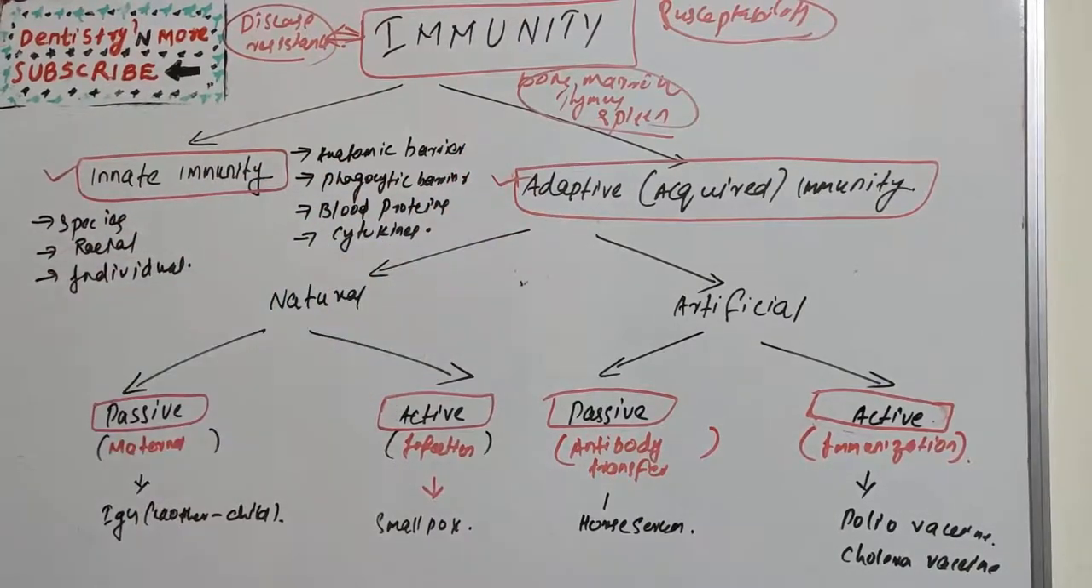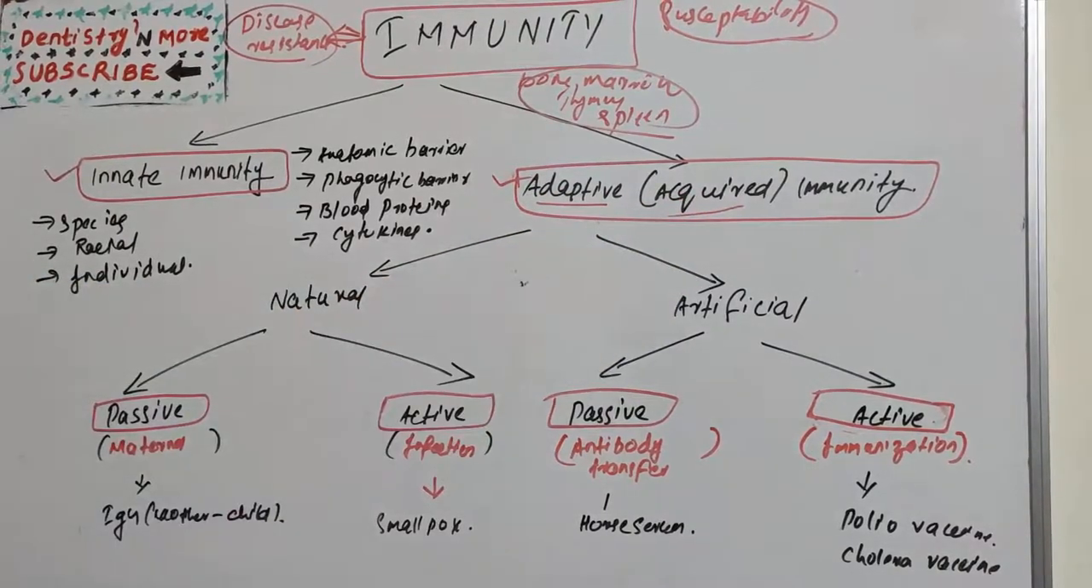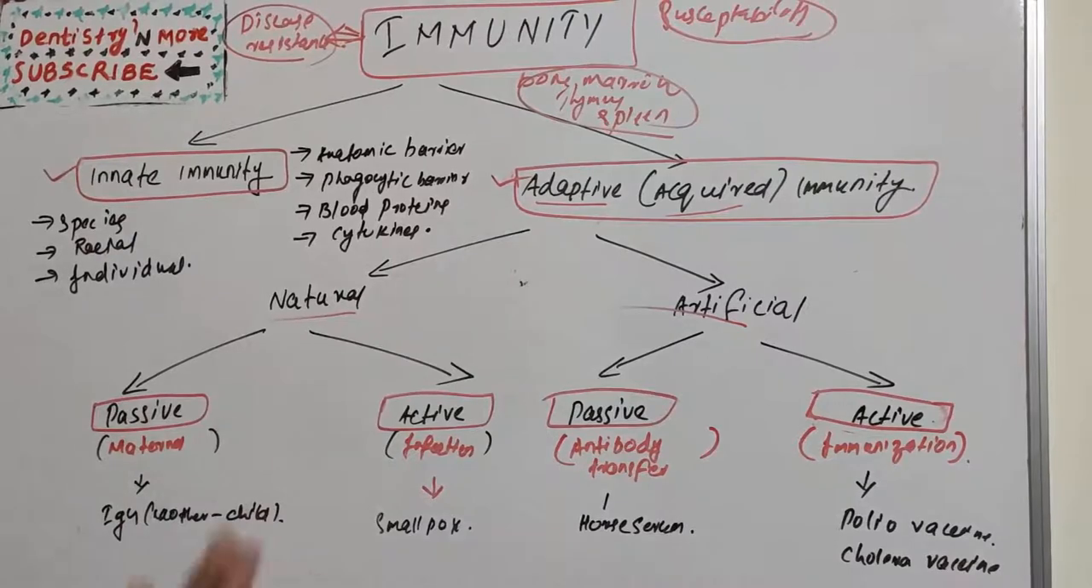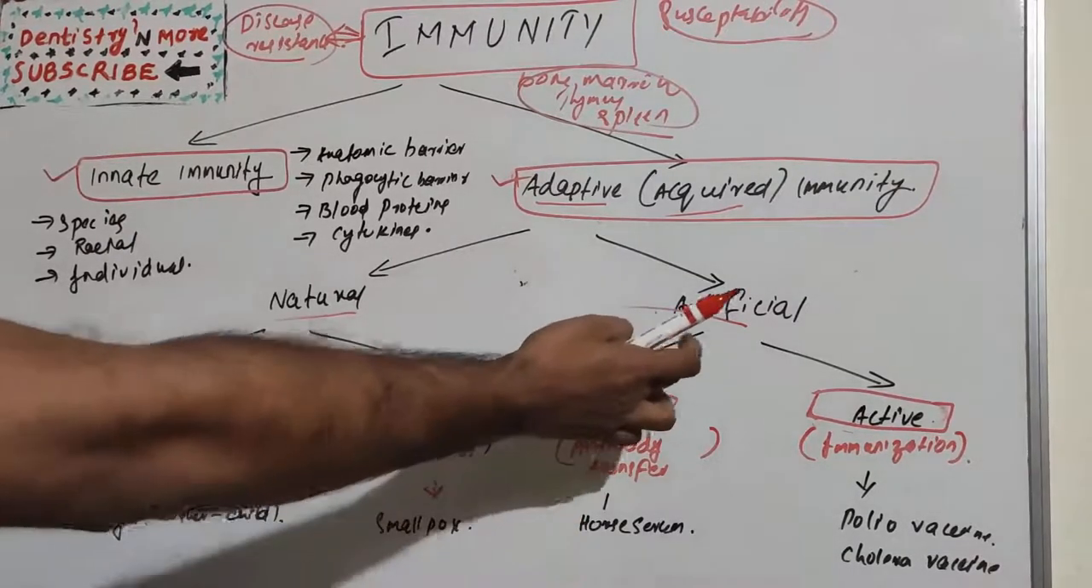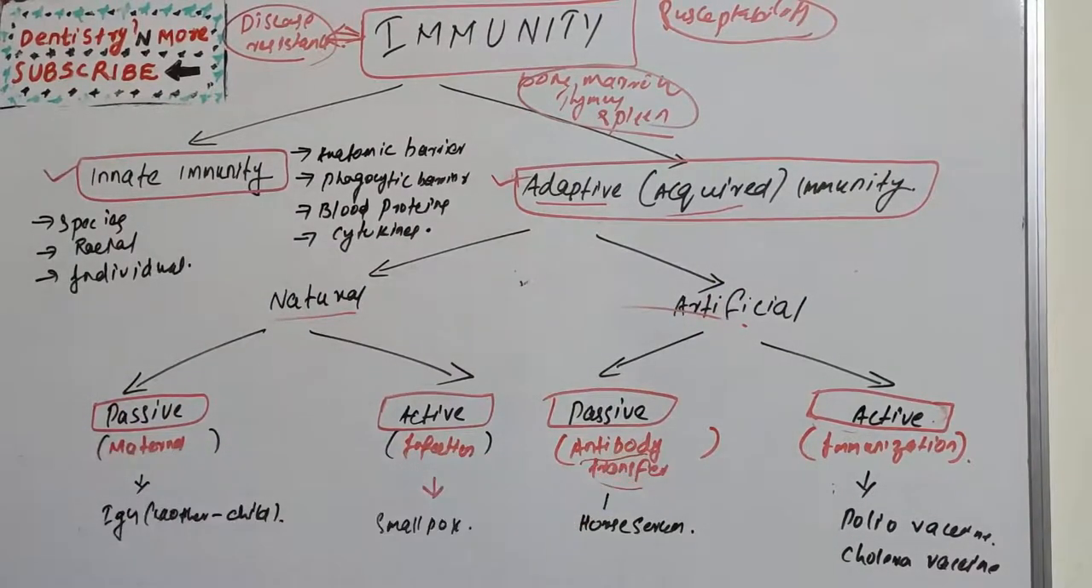But acquired immunity is after the infection, after the entry of a pathogen, after a particular microorganism enters which causes a specific disease. Then our body develops a particular immunity which is known as adaptive or acquired, which is acquired after the infection. This is by default innate immunity. This acquired immunity is further classified as natural and artificial, naturally acquired and artificially acquired. Artificially acquired we commonly see like vaccines and antibody transfer.